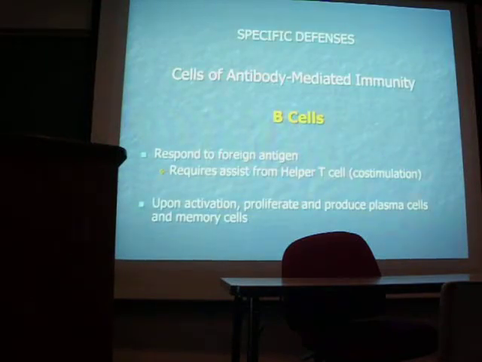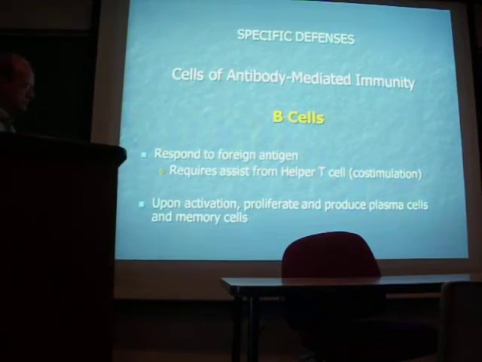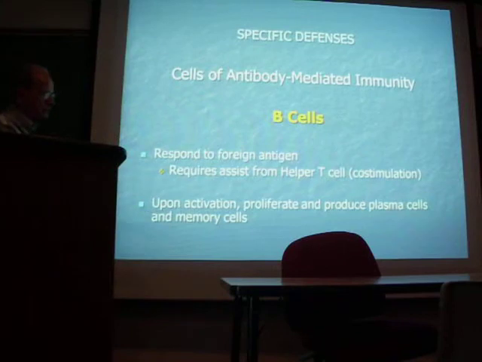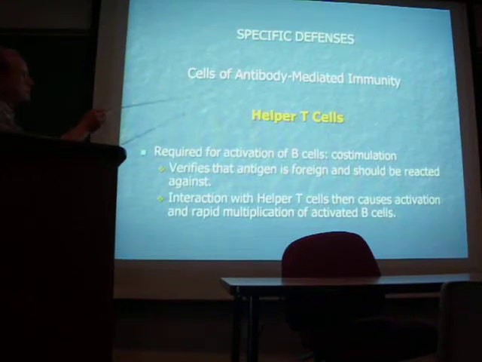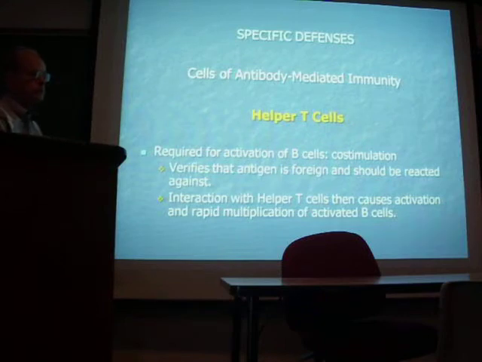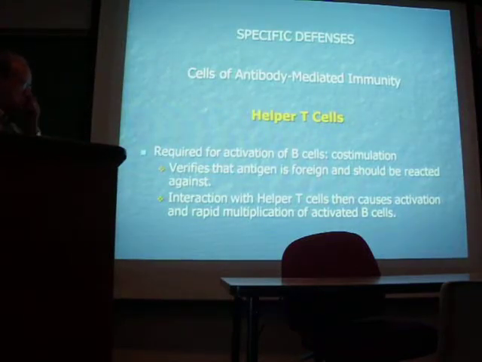So, B cells respond to foreign antigen in body fluids, and this requires the assistance of helper T cells. They're activated, they proliferate, and produce plasma cells and antibodies. Now, in this process of antibody-mediated immunity, you've got to remember that helper T cells are essential.